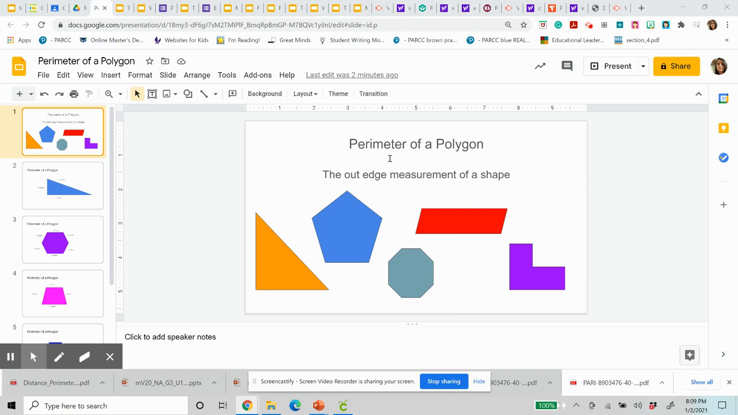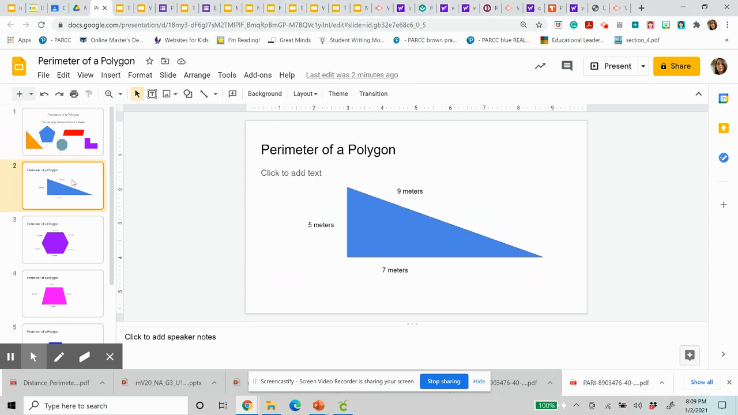All right, so we're still talking about perimeter, and now we're talking about the perimeter of any polygon. Okay, so any shape. Yesterday we just talked about rectangles, but not everything comes in a rectangle or square shape, right? There's lots of different shapes, and they all have perimeters. So it's the outer edge of the shape, it's the outline of the shape, and that's the measurement, okay? So let's look at some different shapes here, okay?